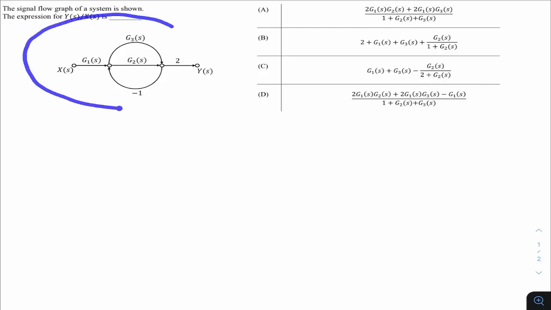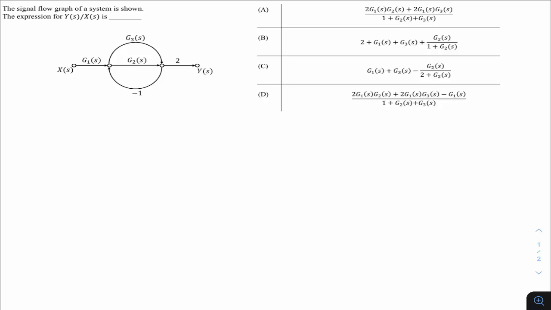So as usual, we have a signal flow graph. What is the transfer function? The ratio of output to input. So here, the first thing is you need to find how many forward paths are there, how many loops are there. Then you have to see touching loops, non-touching loops, and using Mason's gain formula, you have to get the transfer function. So as I see, there are only 2 forward paths.